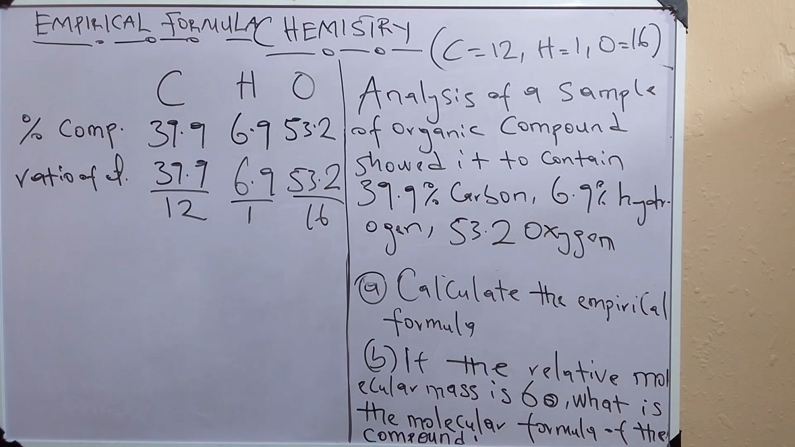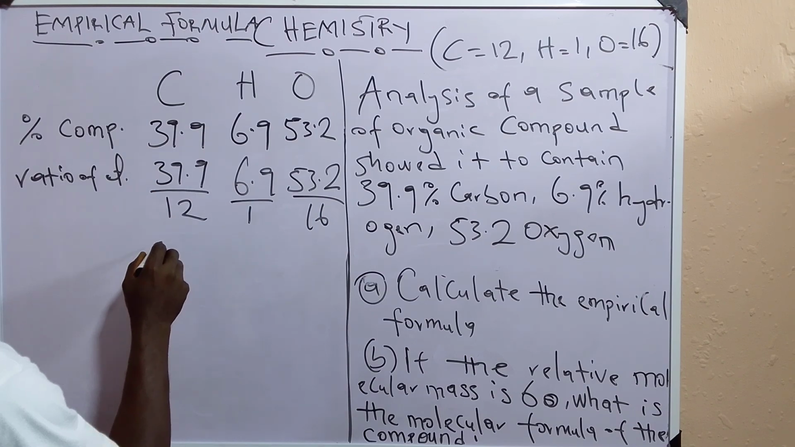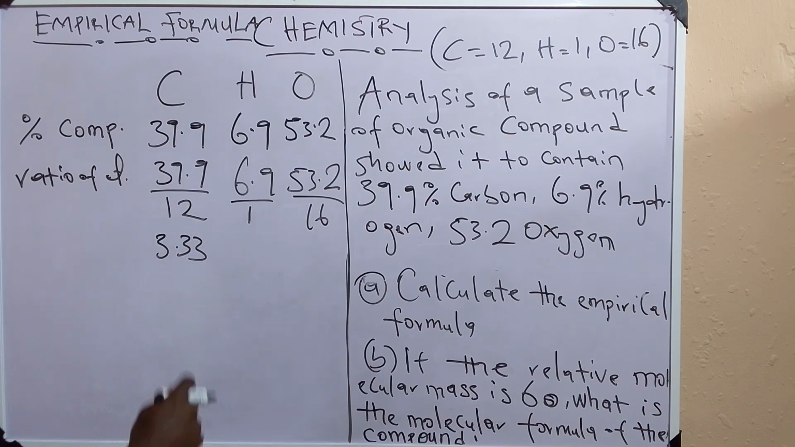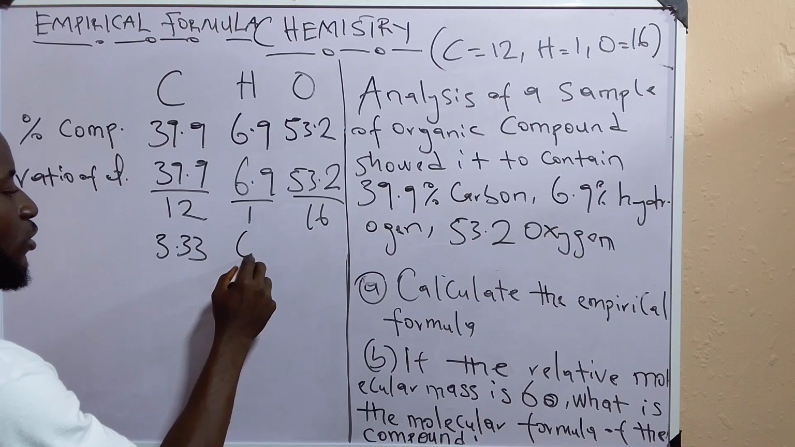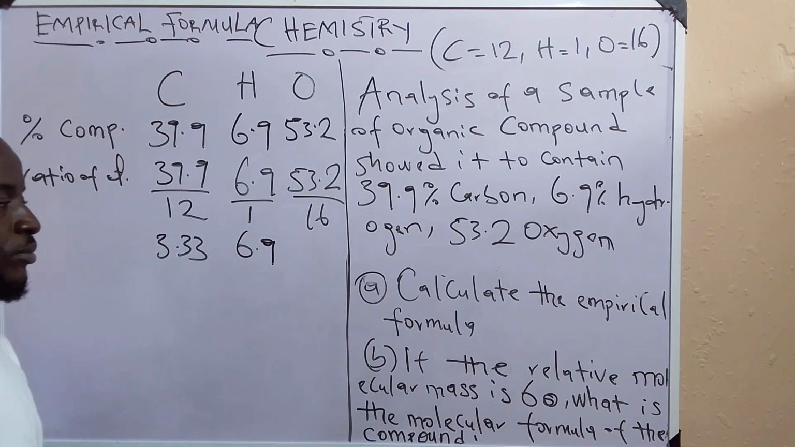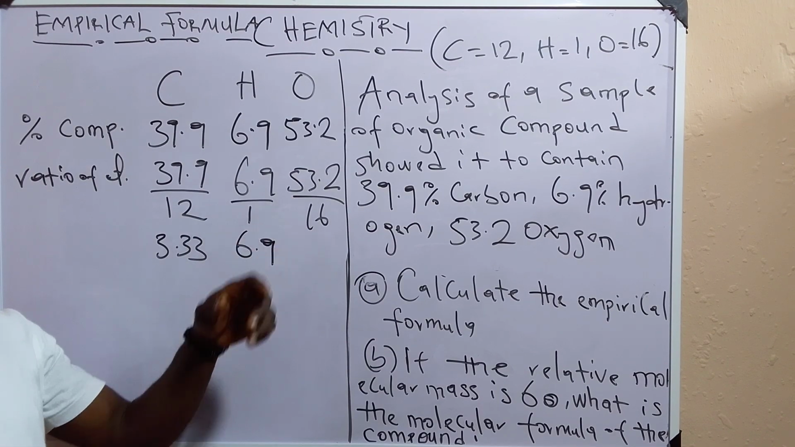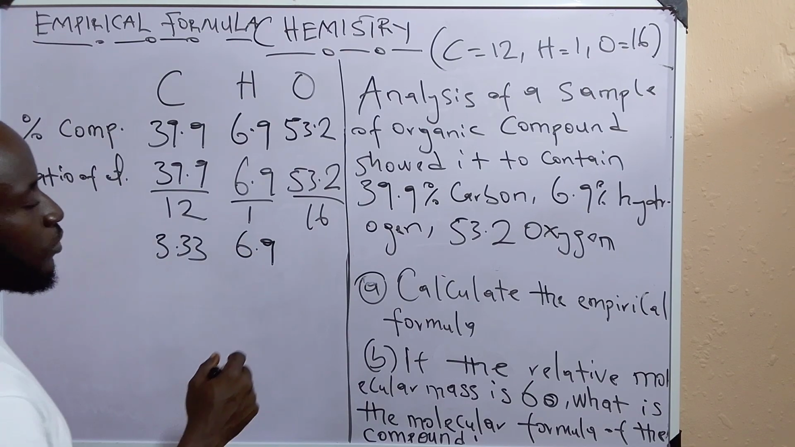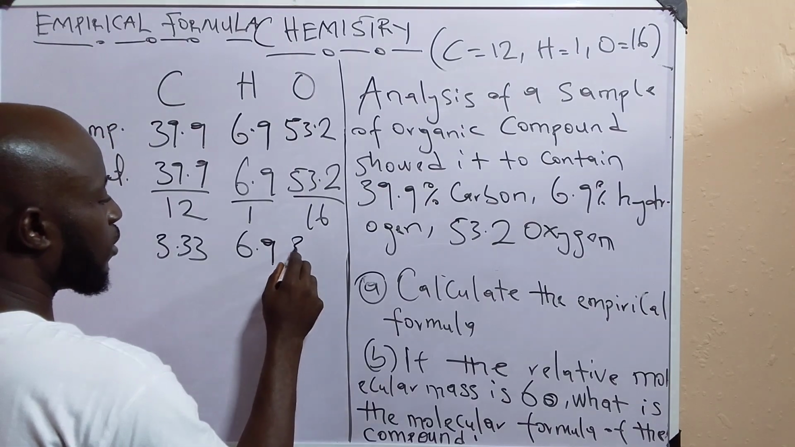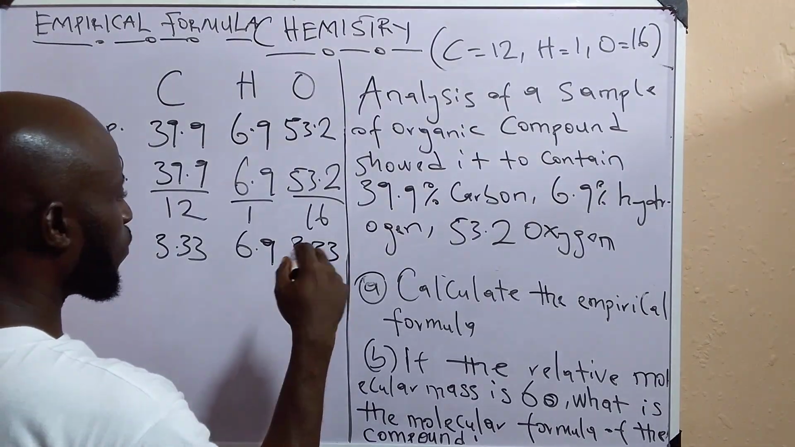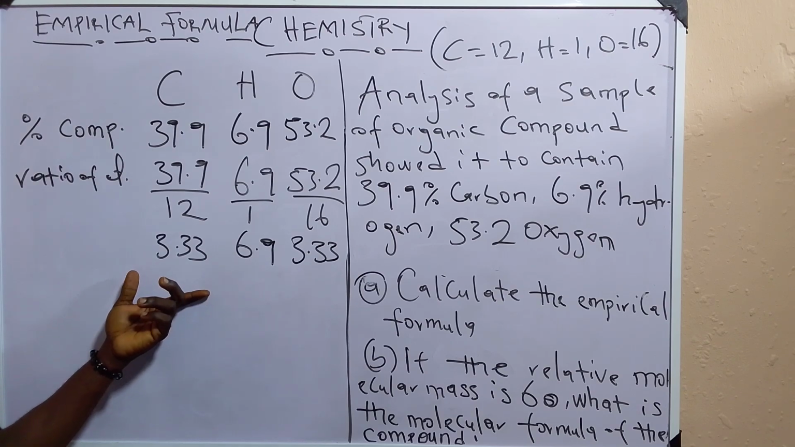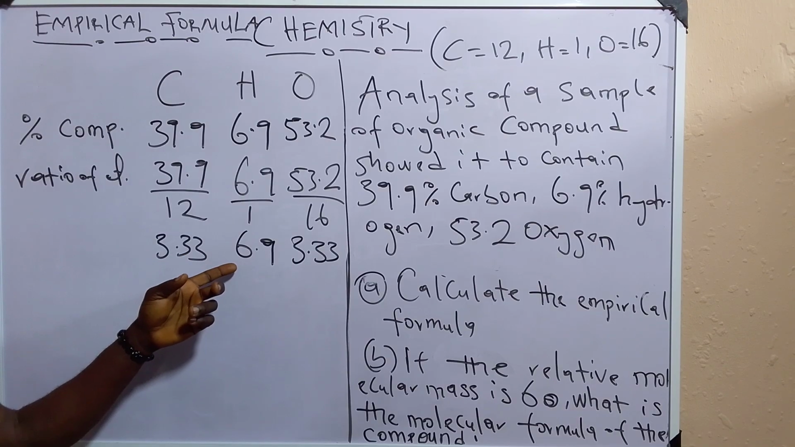So let's go into this. 39.9 divided by 12 will give you around 3.33. Then 6.9 divided by 1 is 6.9. So how many 16 will you see in 53.2? 16 times 3 is what? So what you see here is now 3.33 and whatever. At this point, that is the ratio of the atoms: 3.33 to 6.9 to 3.33.